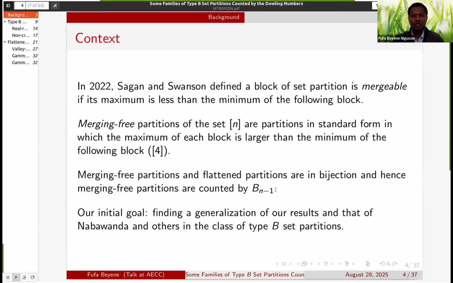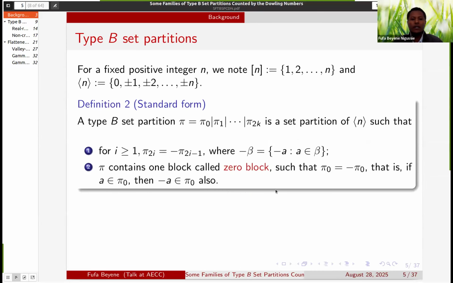Having said this much about the context, let me give you some definitions of what I'm going to use in my talk. So we get, in the first place, type B set partitions. For this, we need the following notation. The set consisting of the first n positive integers is denoted by this notation. And if we consider both negative as well as positive integers and also 0, we use this notation. So this is the set consisting of 0 and plus or minus 1 up to plus or minus n.